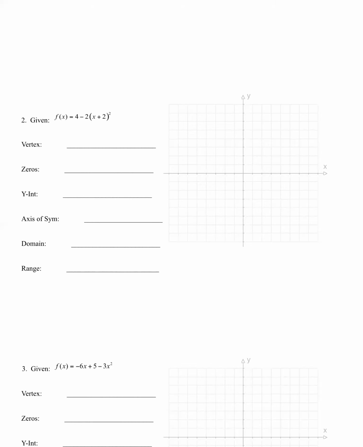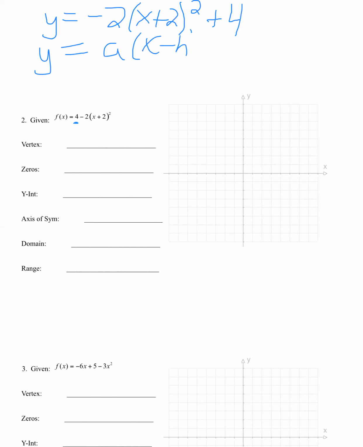Okay. All right. So number 2. This one is in vertex form, but I don't love that the 4 is on this side. So I'm actually going to rewrite this, and then it'll fall into our pattern a little bit better. I'm going to move that 4 to the other side. So I have -2 times x plus 2 squared, and then put that 4 on the end. Now it fits that format, a times x minus h squared plus k.